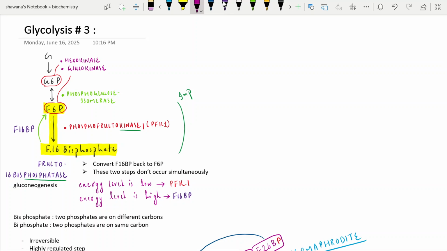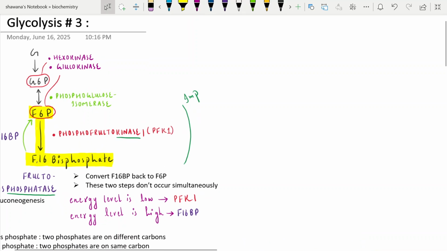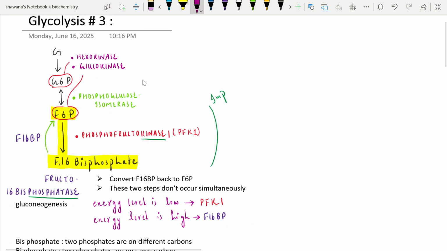First of all, when glucose enters the cell, it is trapped in the form of glucose 6-phosphate. This step occurs under the influence of two enzymes, either hexokinase, which is present in most of the body tissues, or glucokinase, which is present in the liver. Hexokinase is regulated by glucose 6-phosphate itself, and glucokinase is regulated by fructose 6-phosphate.